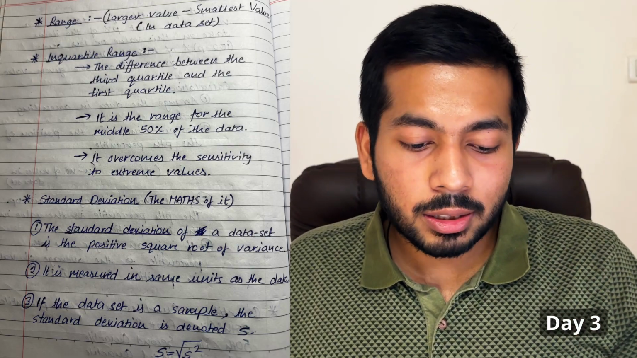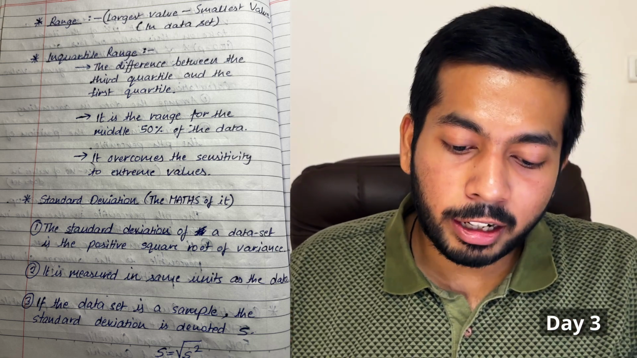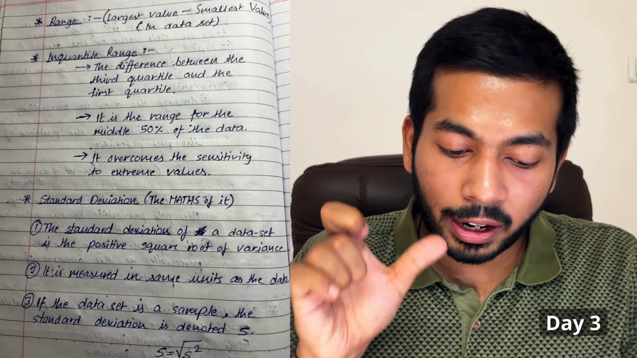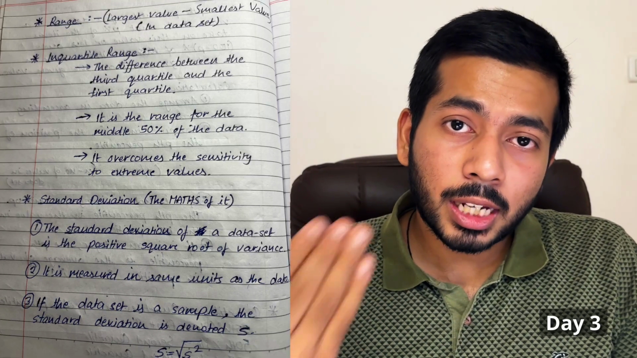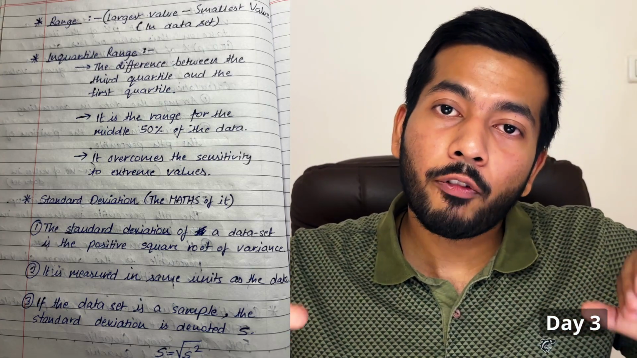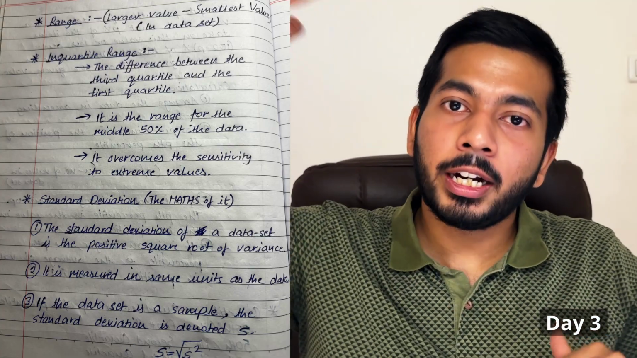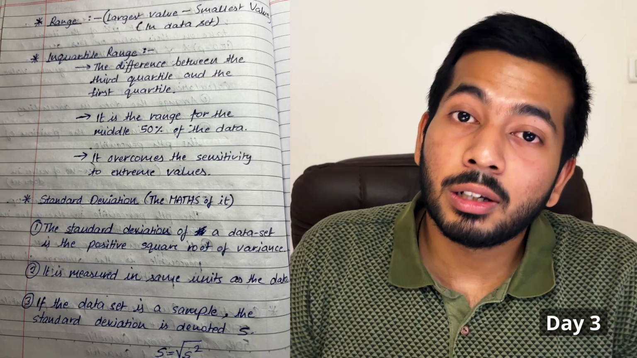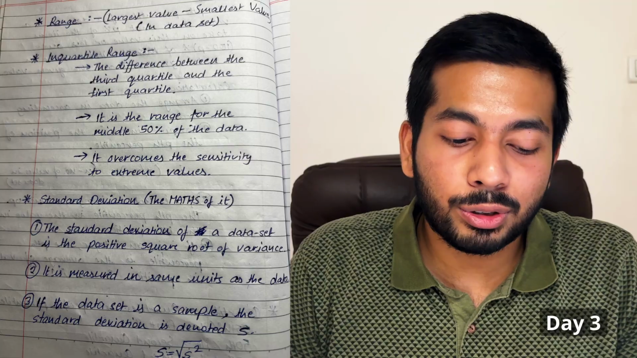Interquartile range is something very interesting. I had never heard of this before, but it's basically the difference between the third quartile and the first quartile, which means it is the range for the middle 50% of the data. It is used for overcoming the sensitivity to extreme values. Below there are some outliers, above the data set there are some outliers, and in the middle is the range of values which we can consider for making a reliable prediction. That is where the interquartile range is used.